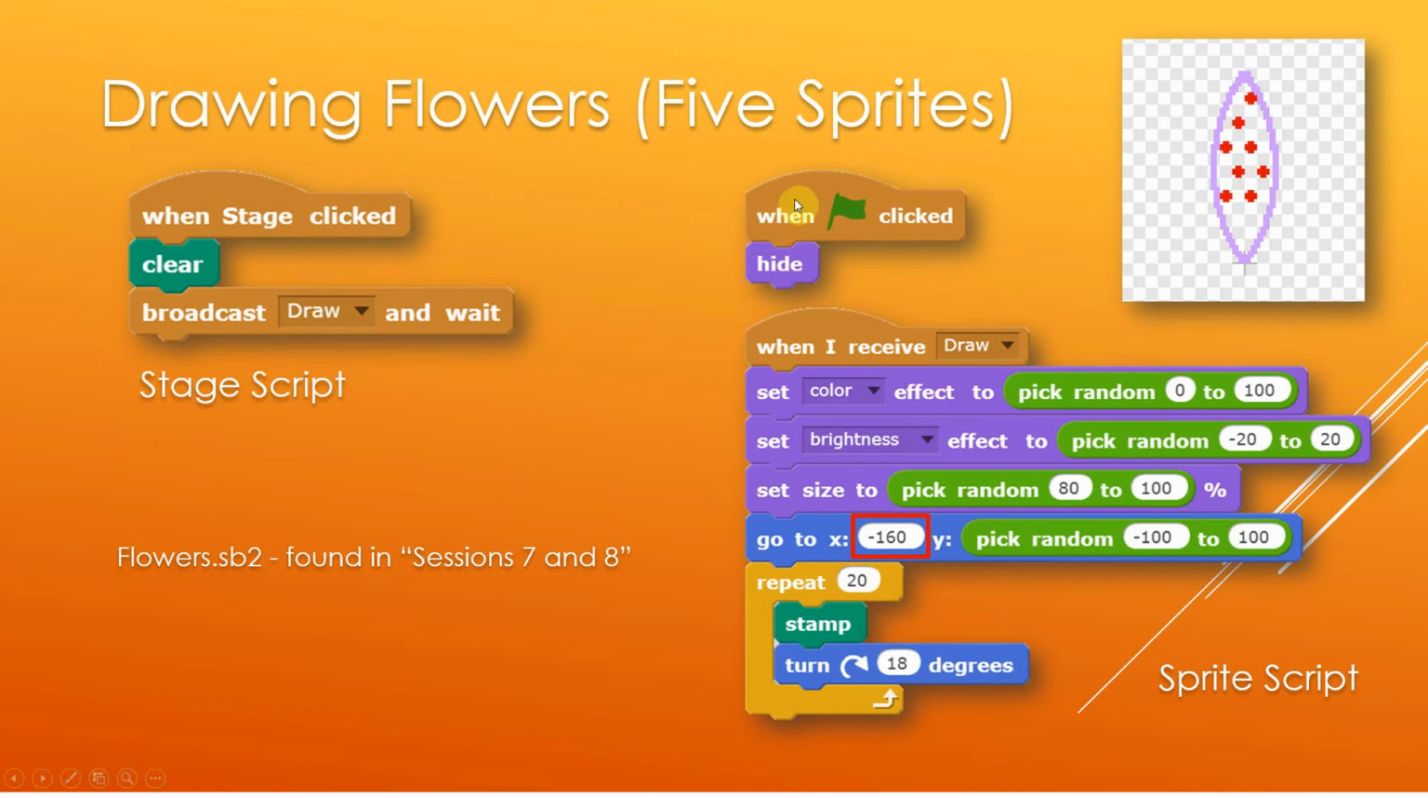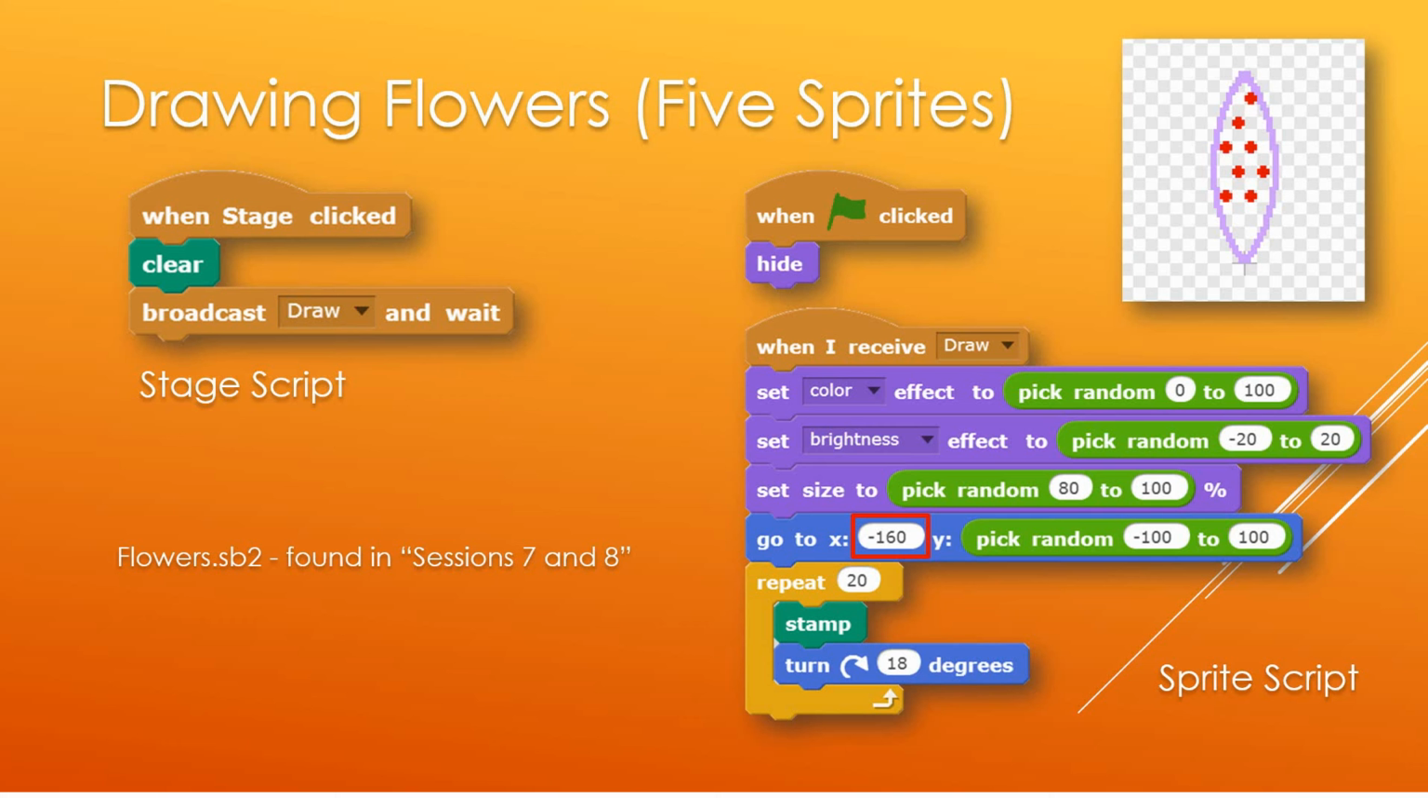On the right here is the sprite script. Now like I mentioned, there are 5 sprites, so each of them will have a copy of this script in them. And the only difference will be the value over here for the x coordinate. And that will be different in each sprite so that they don't draw on top of one another.